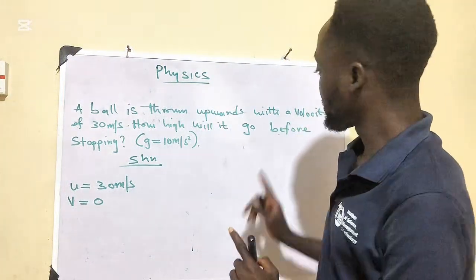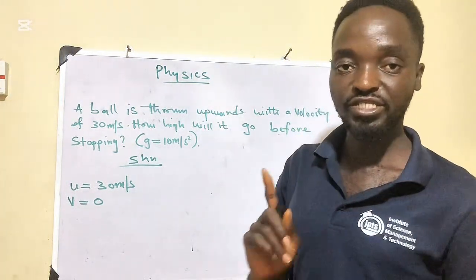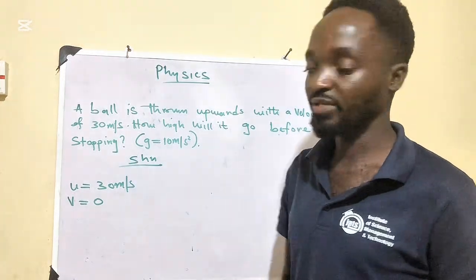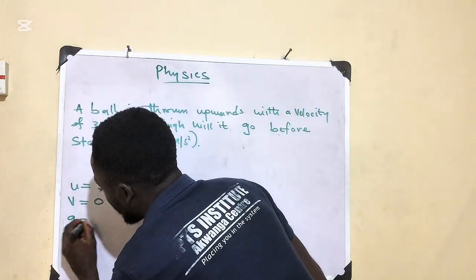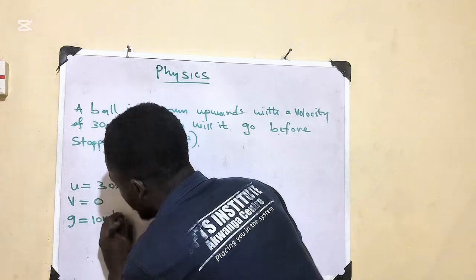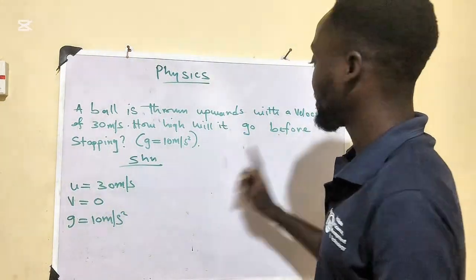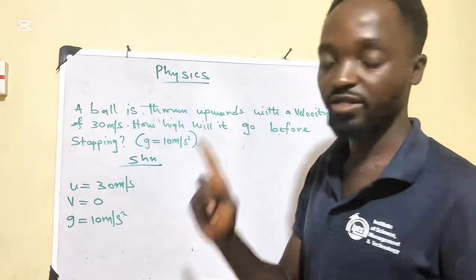Is that clear? Now, we have g, which is the value of acceleration due to gravity, because anytime we are dealing with bodies that are going up or down, there's always g involved. Acceleration due to gravity is given as 10 meters per second squared. So now we have to find the formula which we can use to calculate the height. What we are asked to find is how high, that is the height of the ball.